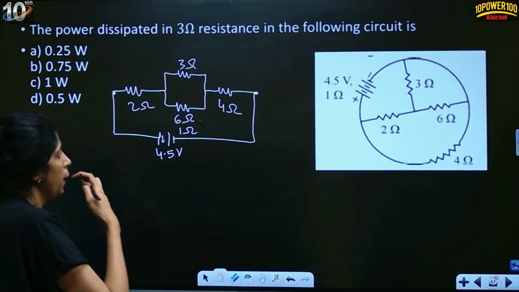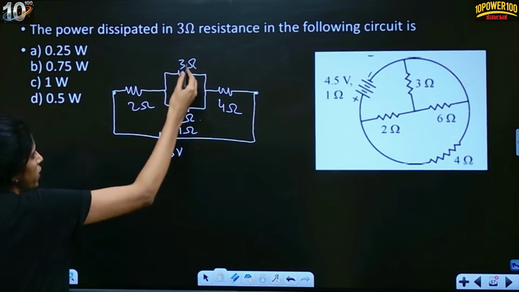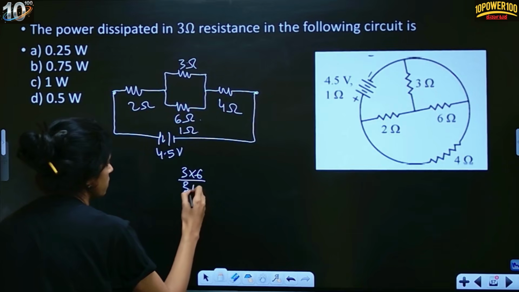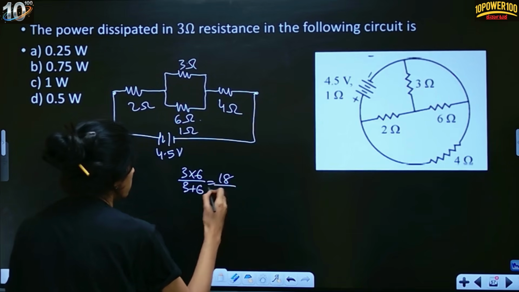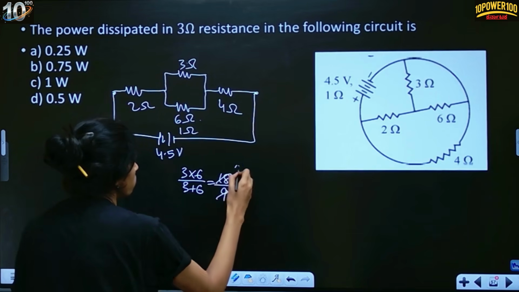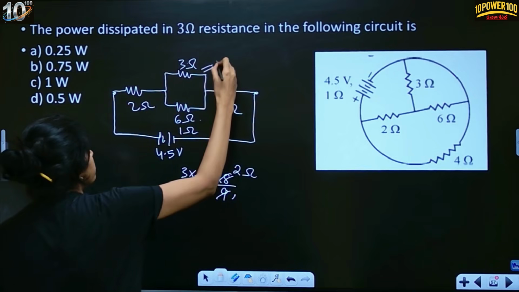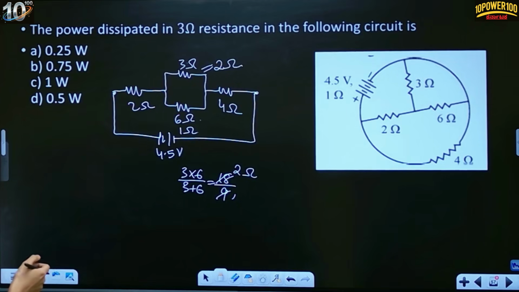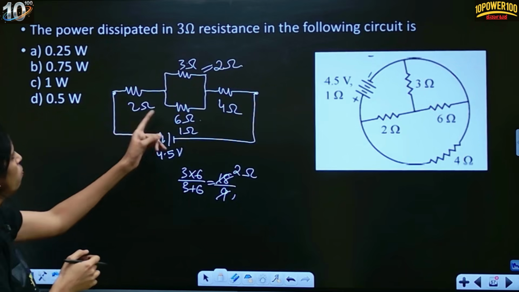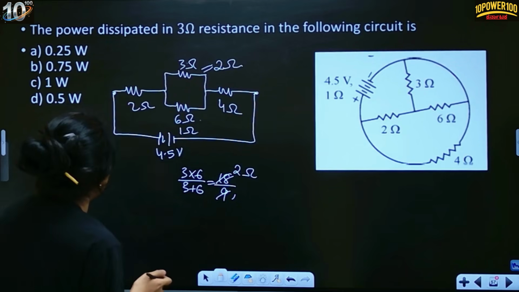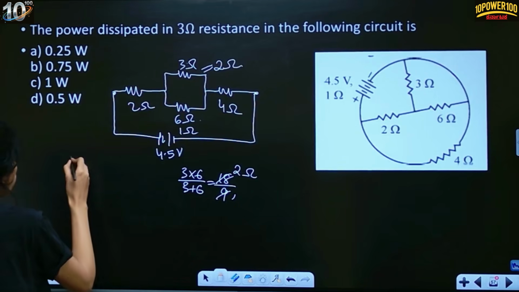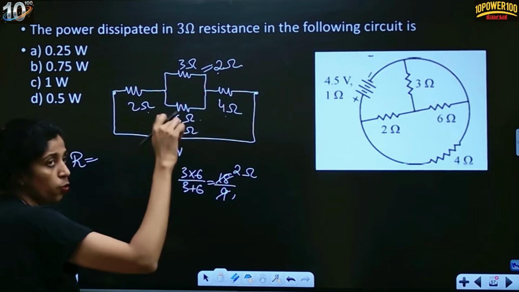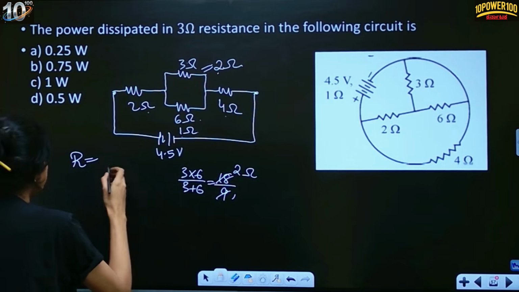Very simple. Now easily you can tell me. 3 ohm and 6 ohm in parallel: 3 into 6 divided by 3 plus 6, that is 18 by 9, which is 2 ohm. Now 2 ohm, 2 ohm and 4 ohm are in series, so total is 8 ohm. And you have the internal resistance too. Total resistance is 2 ohm plus 2 ohm, 4 ohm, plus 4 ohm, 8 ohm. Don't forget the internal resistance, so 9 ohm.